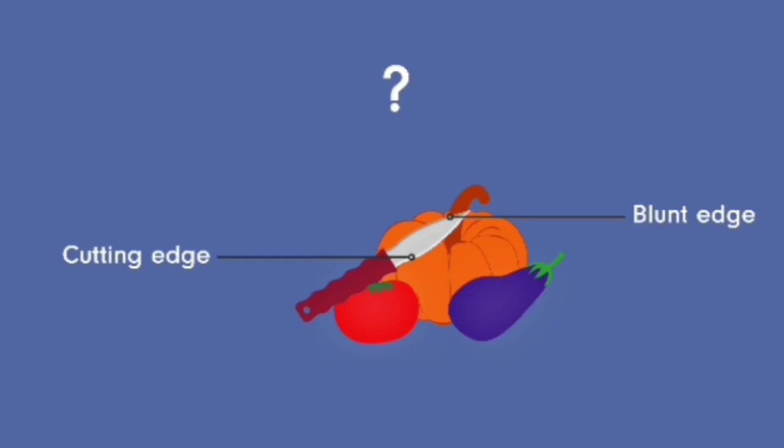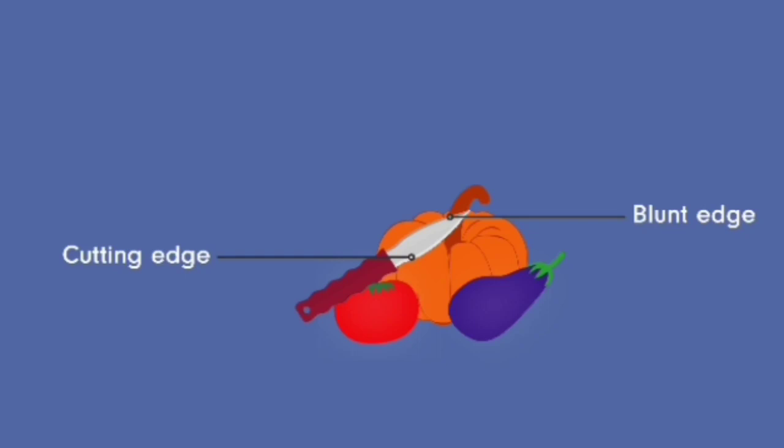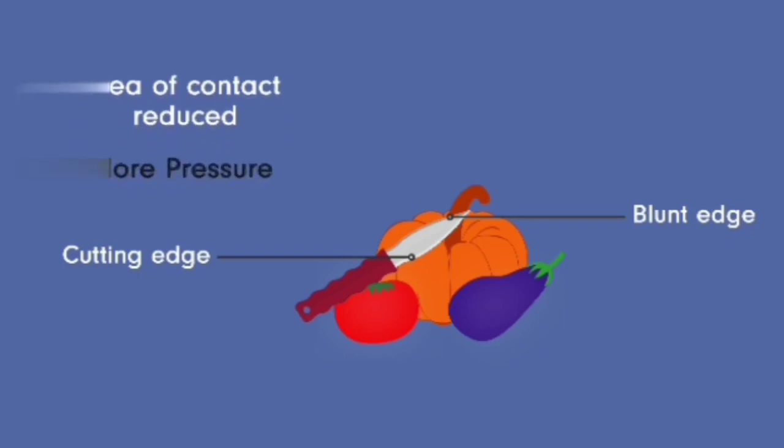But if you look at them carefully, the cutting edge has small triangle-like shapes with sharp outer points. The other edge has nothing of this. So if you cut the vegetables with the cutting edge, the area of contact between the vegetables and the knife is greatly reduced. Hence, more pressure is applied on the vegetables using the cutting edge of the knife.